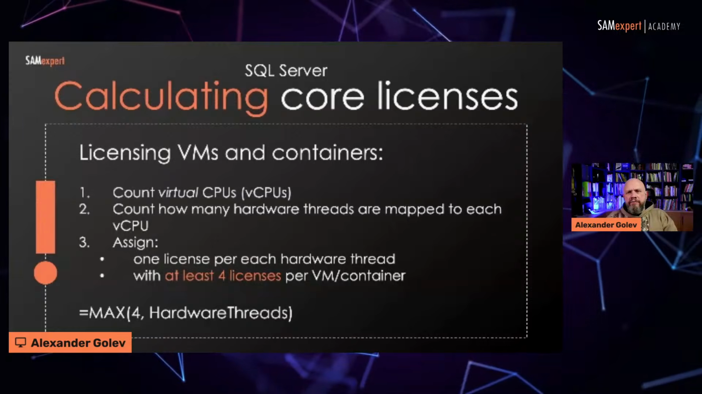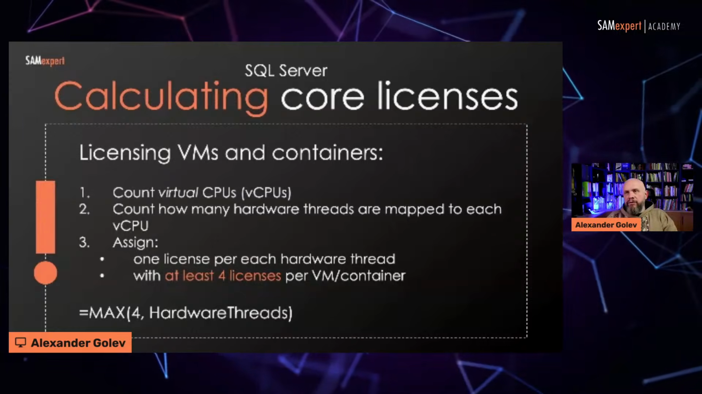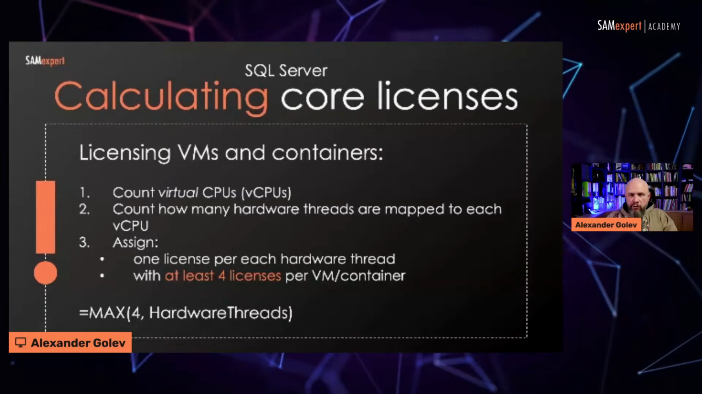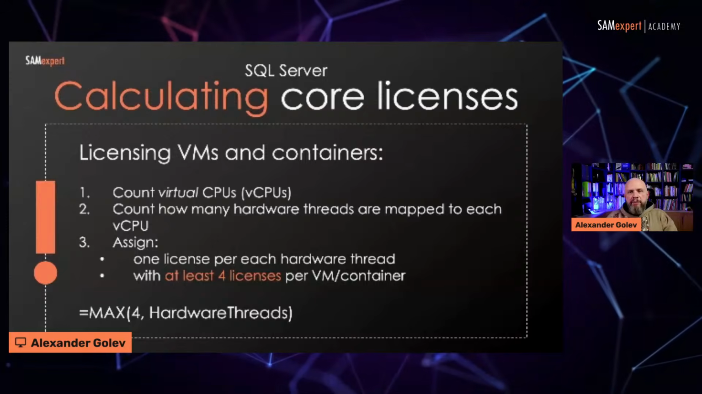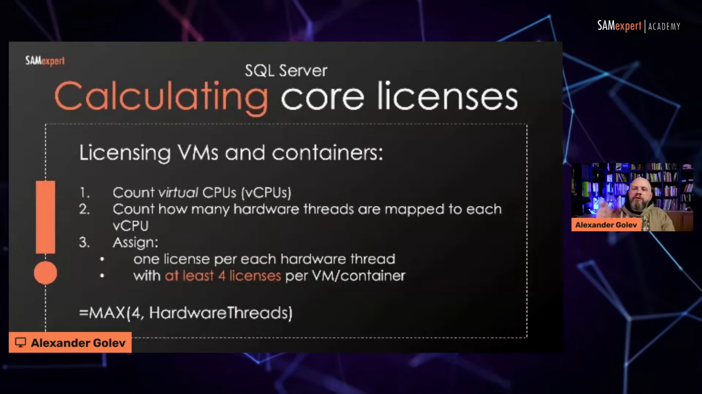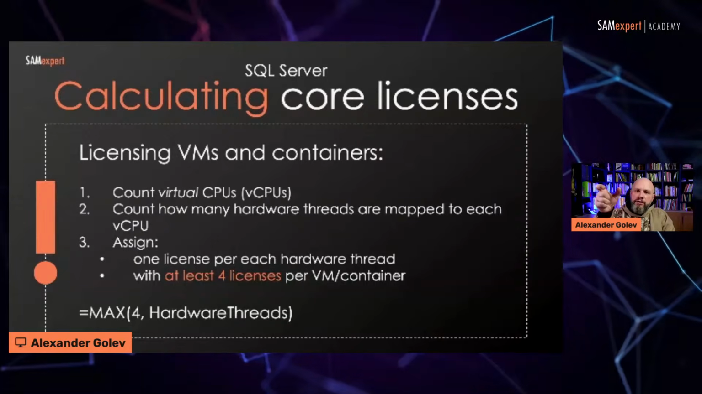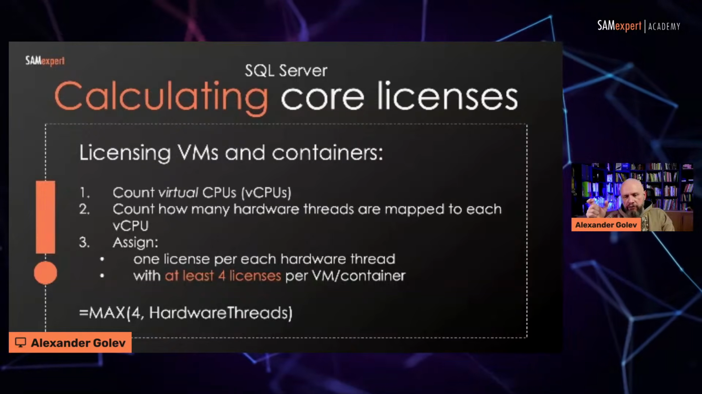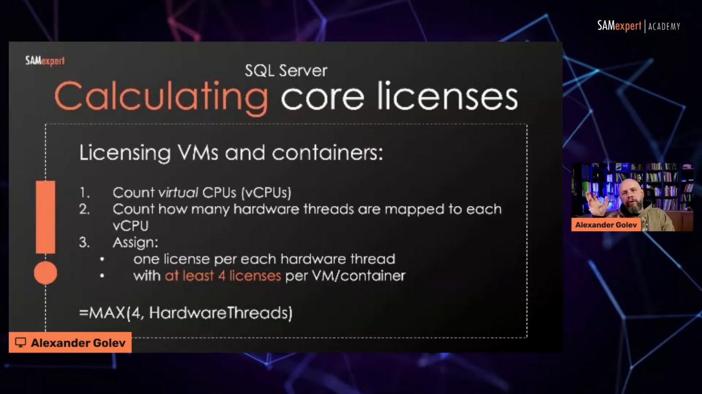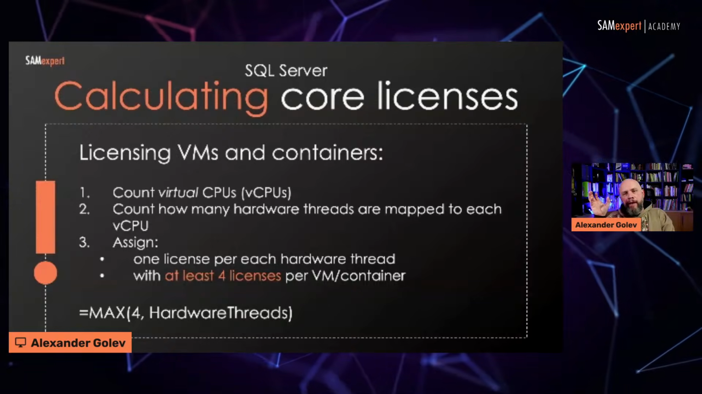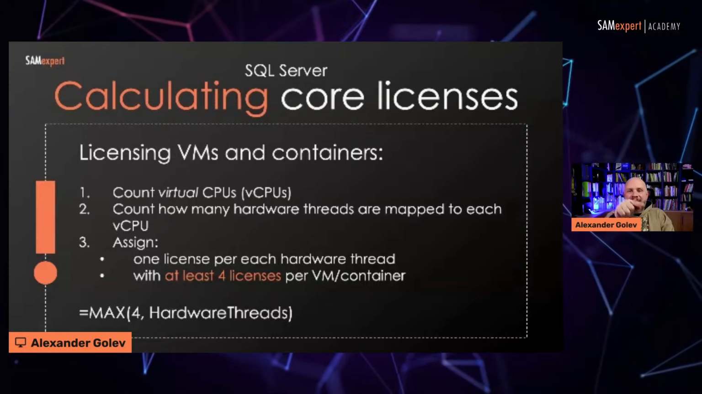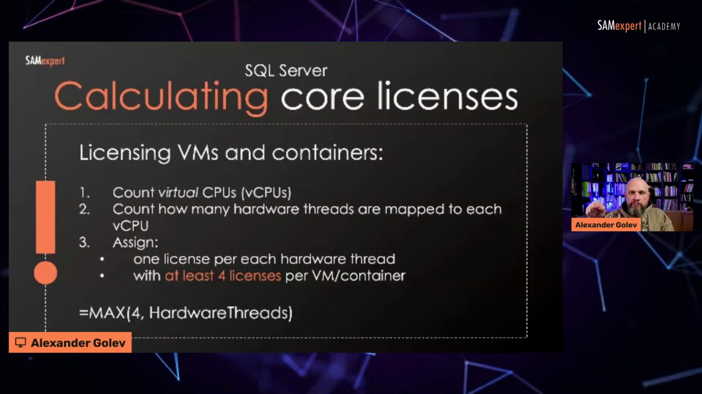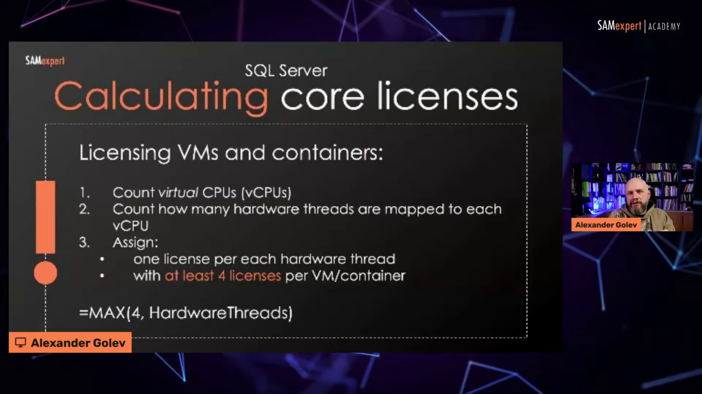You don't need to count vCPUs. You need to count virtual cores, which are sometimes also called vCPUs, sometimes maybe called something else. Basically, the smallest fraction available to your virtual machine. And that number of virtual cores or virtual CPUs is the number of licenses with the minimum of 4. So again, if there's a 2 virtual core virtual machine, you still need 4 licenses.